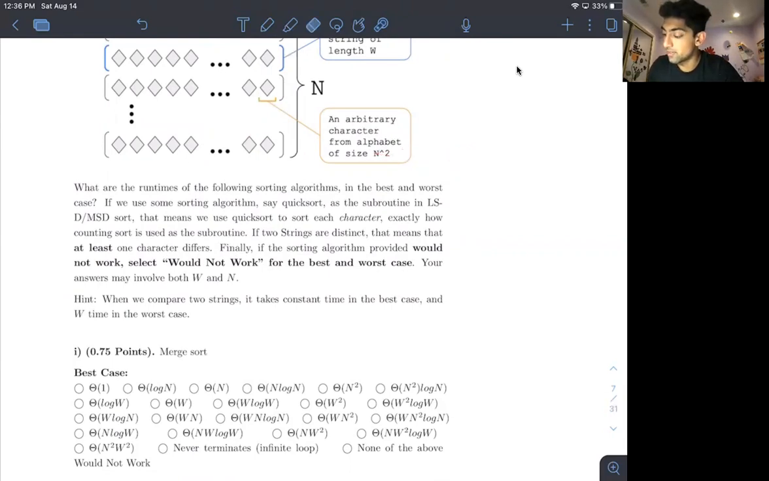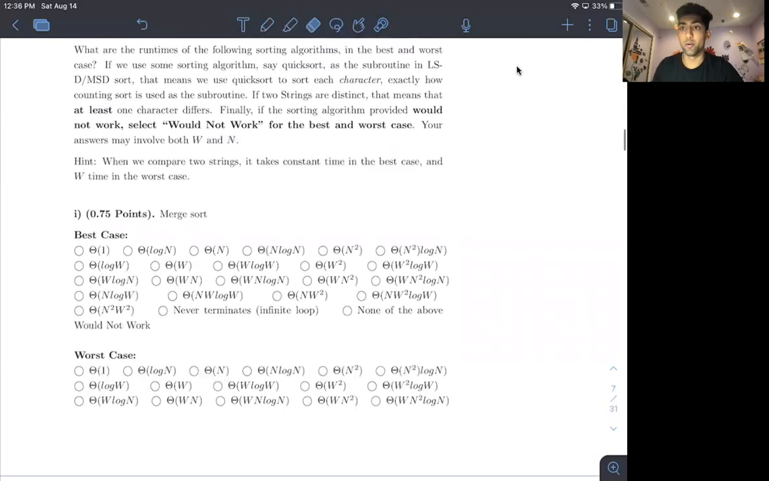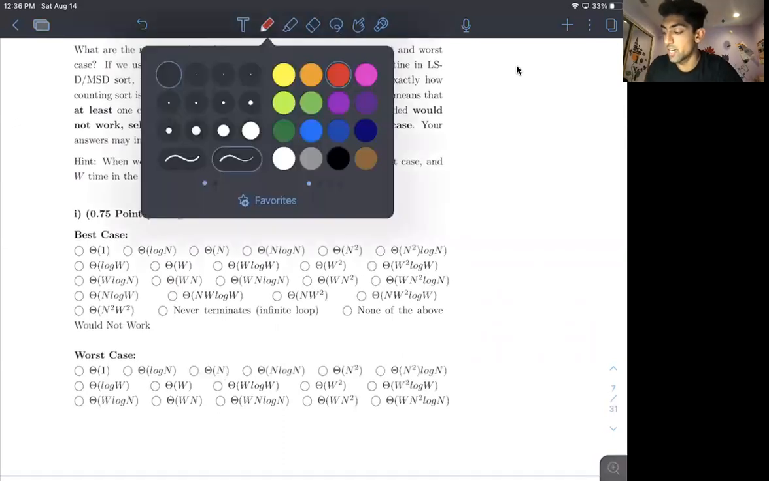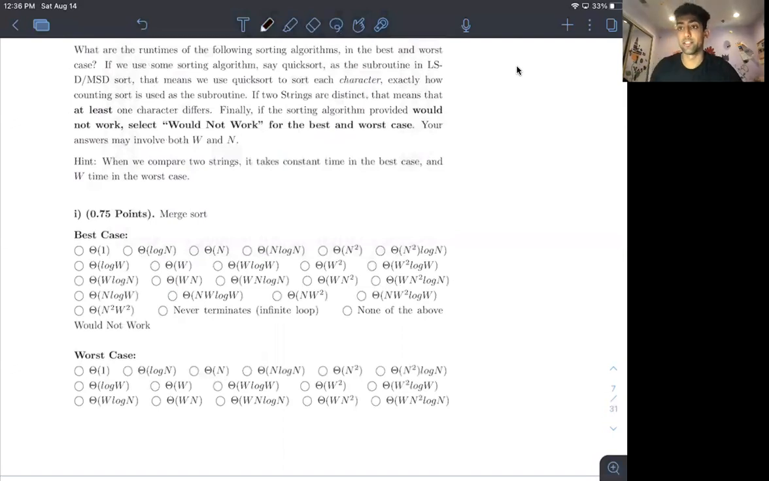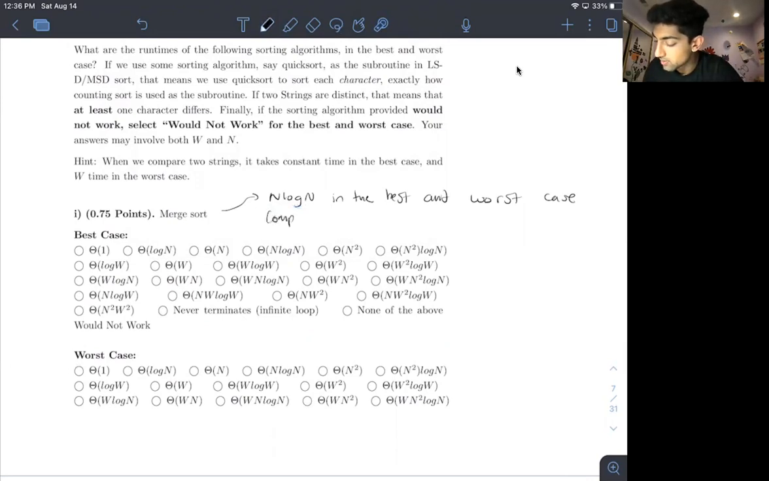So let's consider the best and worst case here. So first, what is the runtime of merge sort? The runtime of merge sort, as we've learned in this class, is n log n in the best and worst case. I'm not going to get into the details of why it's n log n, but what I want to say is that the runtime is n log n, and we also perform n log n comparisons in the best and worst case.